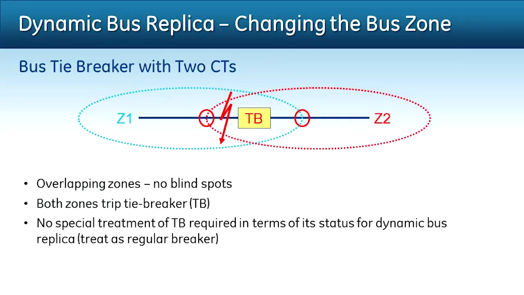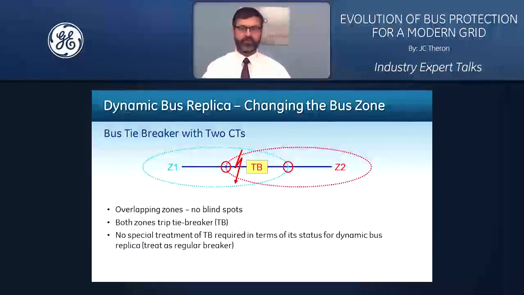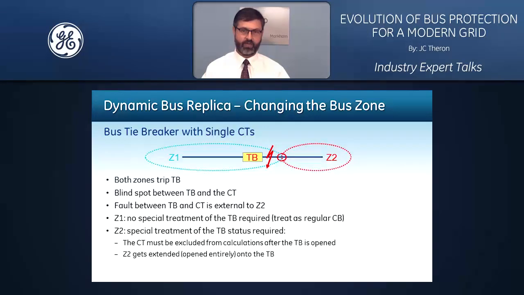Let's have a look at dynamic bus replica and the changing of the bus zone. So in this example, we have a typical bus tiebreaker with two CTs. There is a very good overlapping of zone 1 and zone 2, so there are no blind spots. Both zones trip the tiebreaker. So this is the normal case. No special treatment of the tiebreaker is required. We don't have to do anything special.